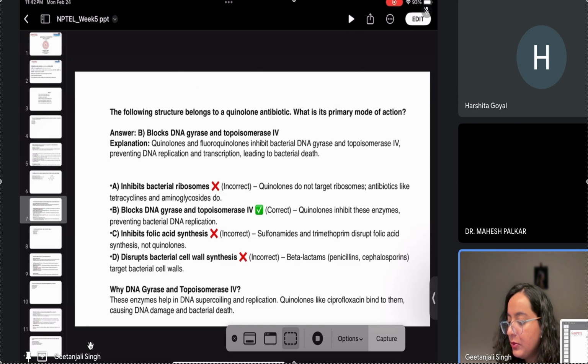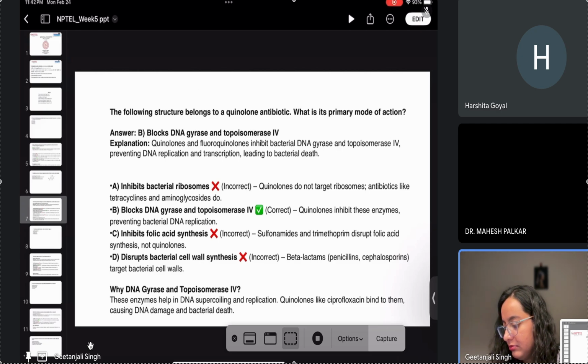The third option was inhibits folic acid synthesis. Again, quinolone does not do that. There's a class of antibiotics called sulfonamides. They disrupt folic acid synthesis. The D option was disrupts bacterial cell wall synthesis. Again, beta lactam is a class of antibiotics that target the cell wall, which basically disrupts bacterial cell wall synthesis.